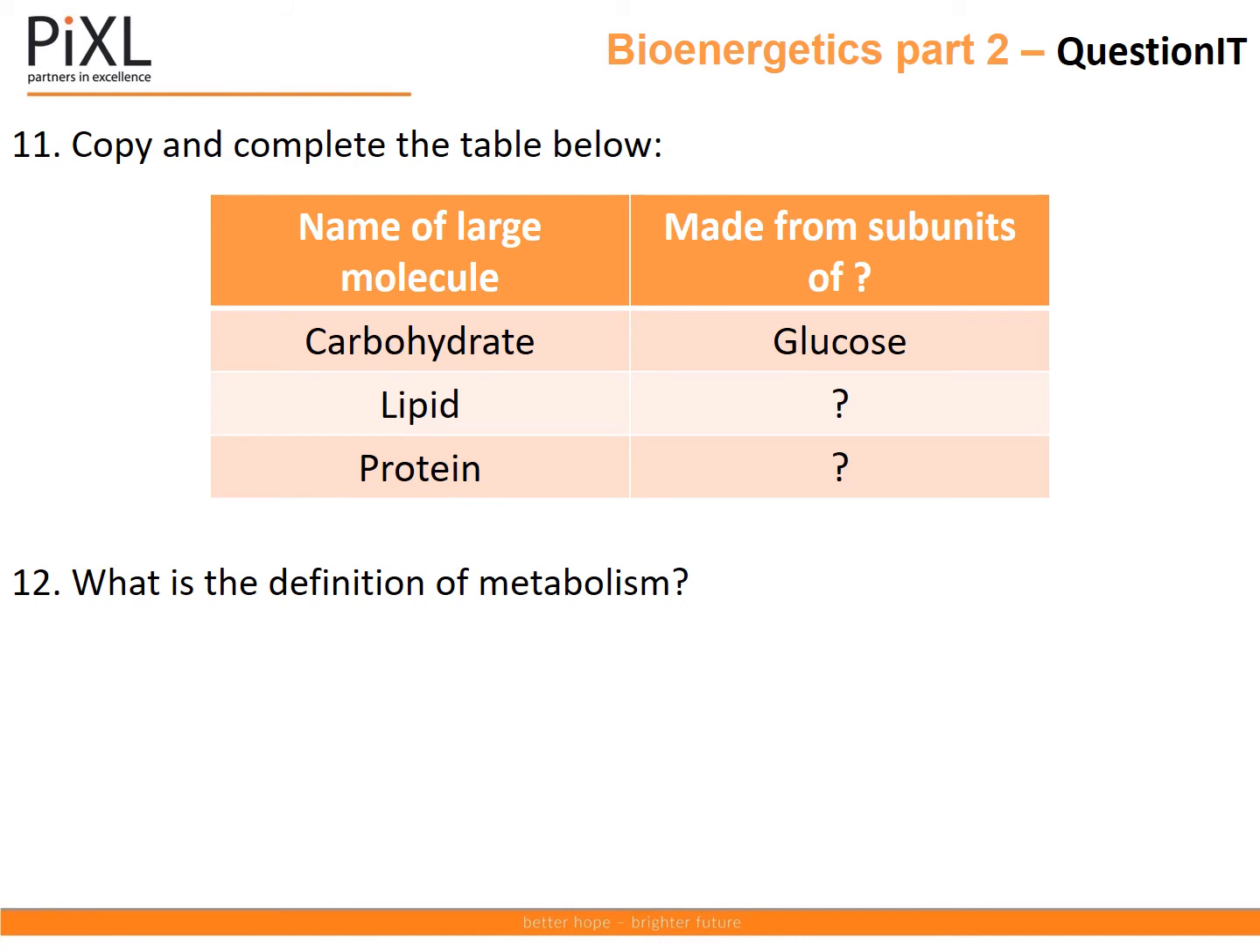Okay, next one, number 11. Copy and complete the table below. So you don't need to do it as a table, you can just list them. So the name of the large molecule, carbohydrate, is made up of the subunit, so the smaller molecules, the subunits, glucose. What are lipids made from? There's 2 things. What are proteins made of? 1 thing, but 2 words. And finally, number 12, what is the definition of metabolism?